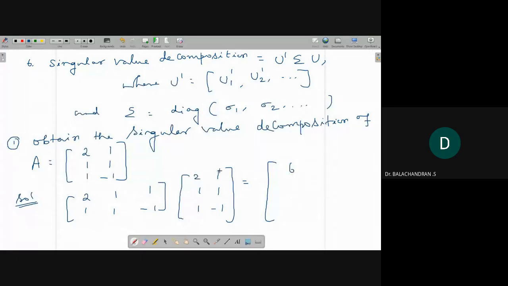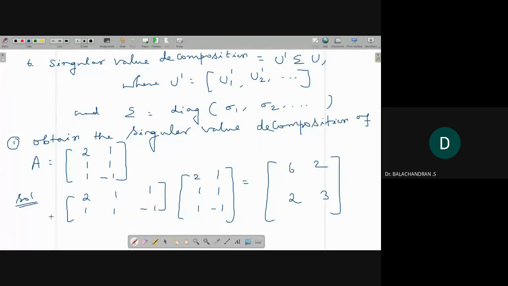Take the first row and the first column: 2, 1, minus 1, so 2. 2 plus 1 is 3, 3 minus 1, again 2. 1, 1, 1, so 3. This is the matrix.